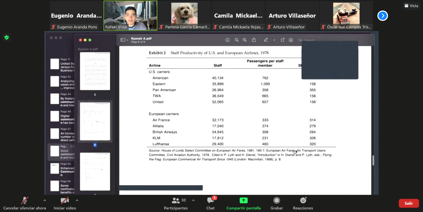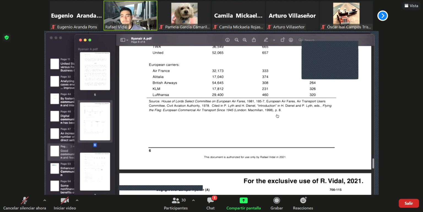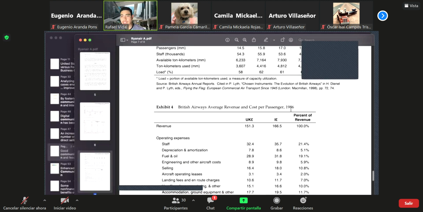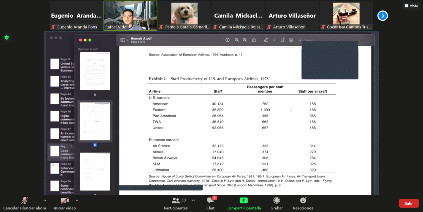So if we have British Airways productivity in this year, and we have British Airways productivity 10 years after, and we have Ryanair's productivity in this date, 1987, and we want to find the productivity of Ryanair in 1986, 10 years later, what do we do? What do you think we do? I already assume that the whole industry moves with the same improvement in productivity.